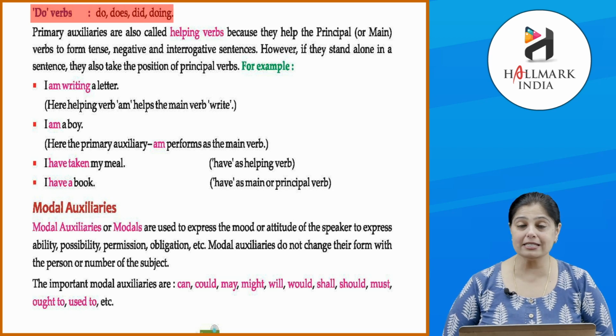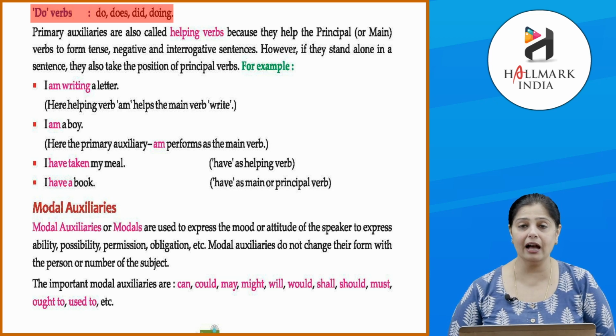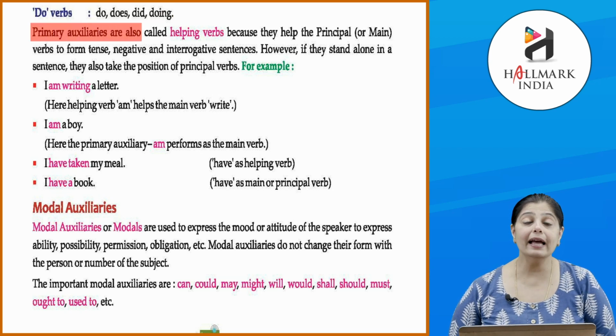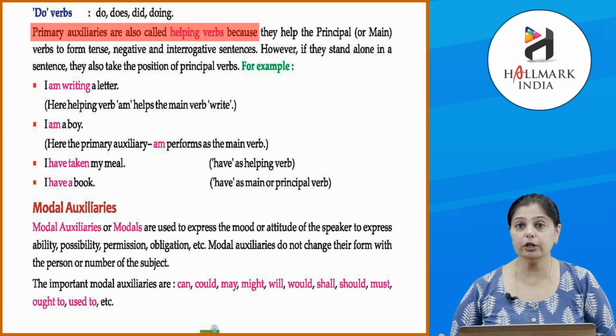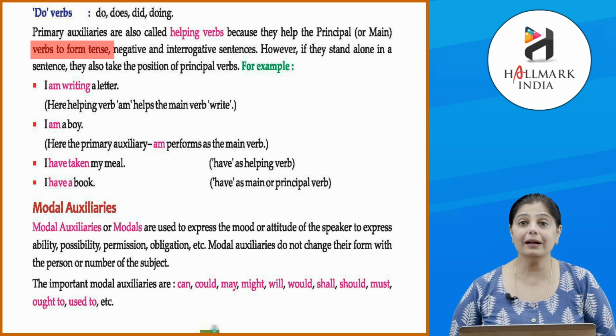So these primary auxiliaries, you will see that in most of our sentences we have these words, like be, have, am, is, are, have, had. So we use these quite a lot. And these are called helping verbs. Primary auxiliaries are also called helping verbs, because they help the principal, that is the main verb, to form tense, negatives and interrogative sentences. So they help us in making different types of sentences.